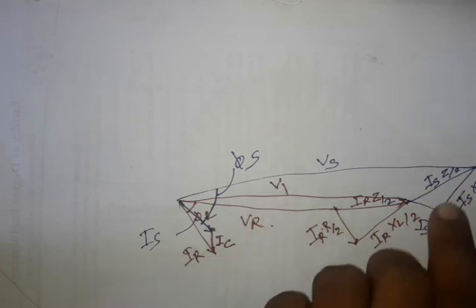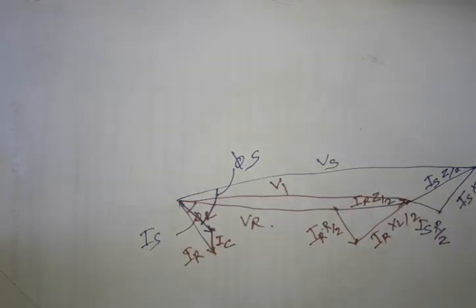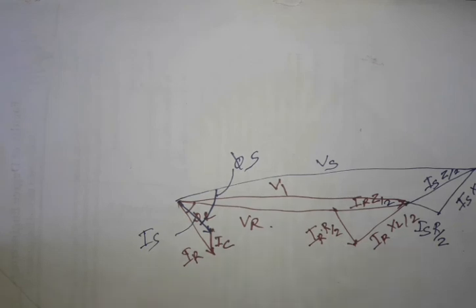Now V1 plus IS into Z by 2 is our Vs. So we draw the line Vs here. Find Vs, IS and phi S from the phasor diagram. Thank you.